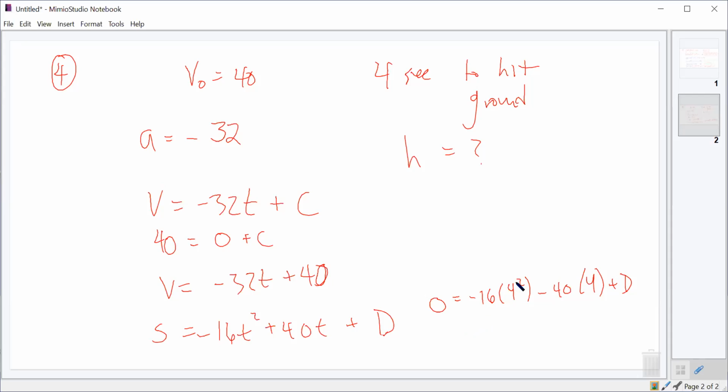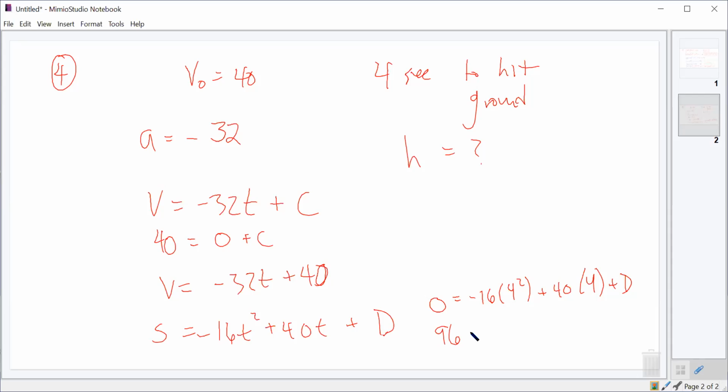I mean, that's what 4 squared times negative 16 is. So what does that come out to be? What is it? 416. Oh, this is a plus, sorry. I have a minus there. It should be a plus. So what does it come out to be?